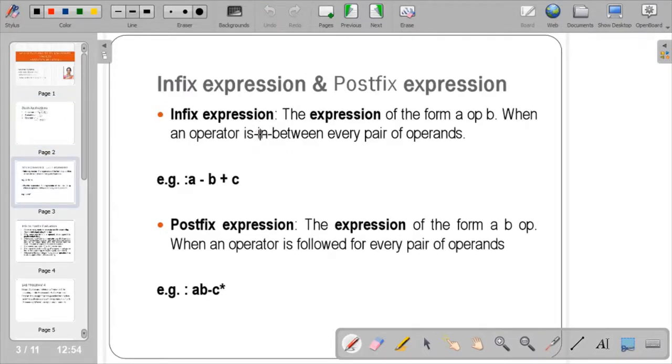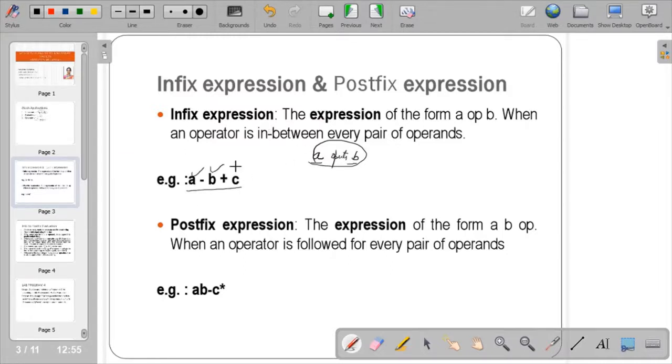An infix expression is an expression of the form where there are two operands, that is A and B, and in between them you place an operator. So the expression of the form A operator B, when an operator is in between every pair of operands, is called an infix expression. I've given an example over here.